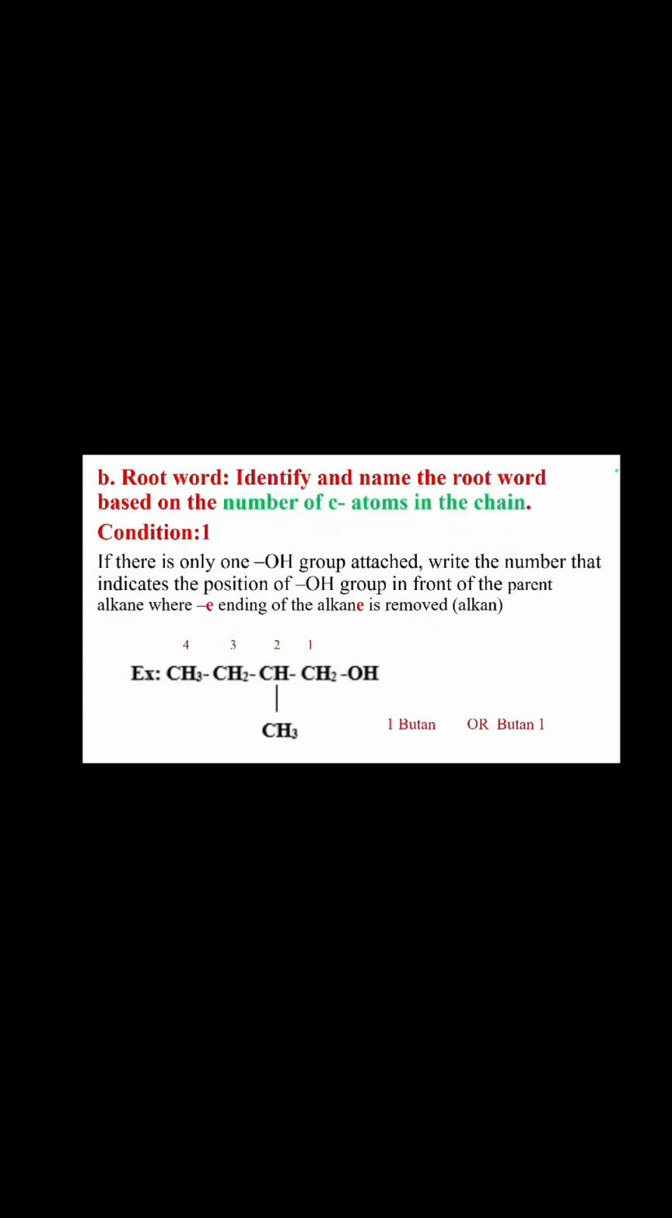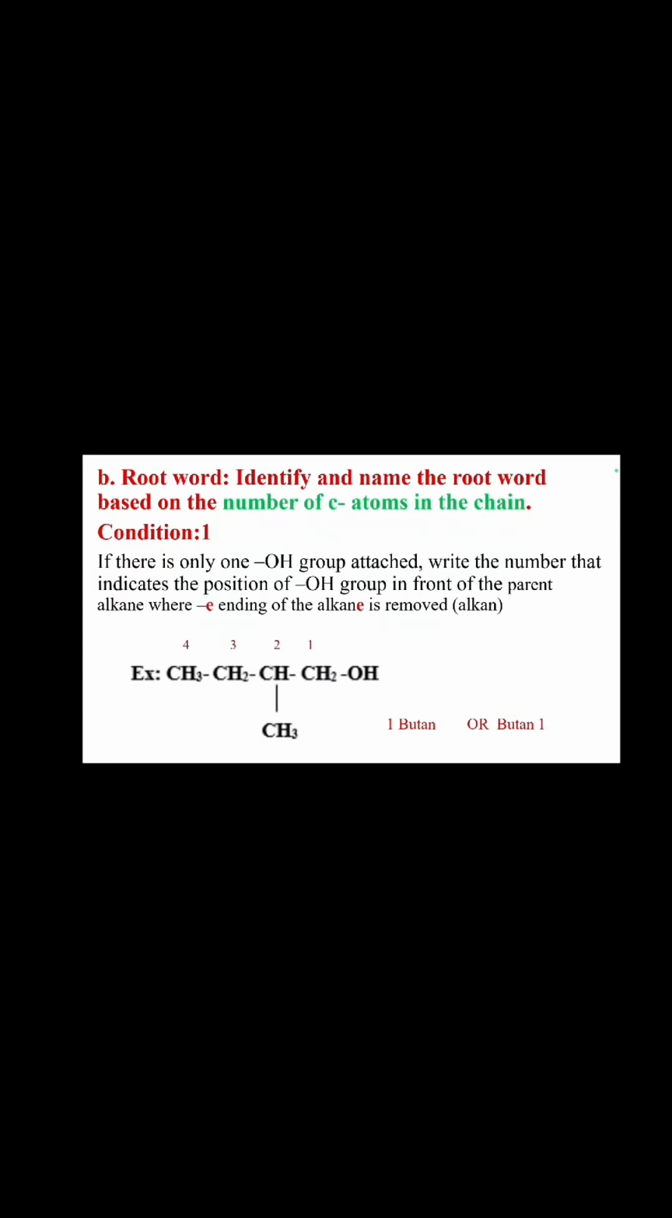Then after identifying the prefix, we go for the root word. In the root word also, you always write a number in front and then give the root word. If only one OH group is attached, that is, only one functional group is present, then you have to write the location of the carbon atom and give the root word.